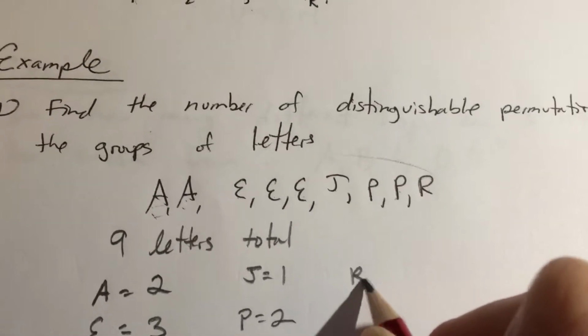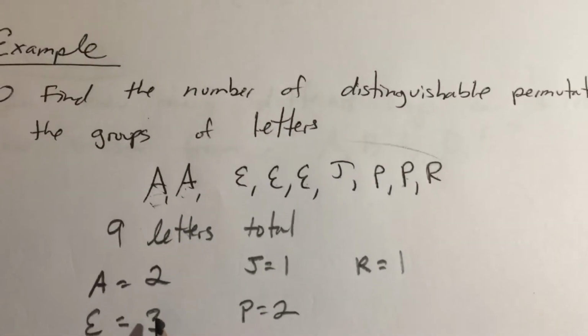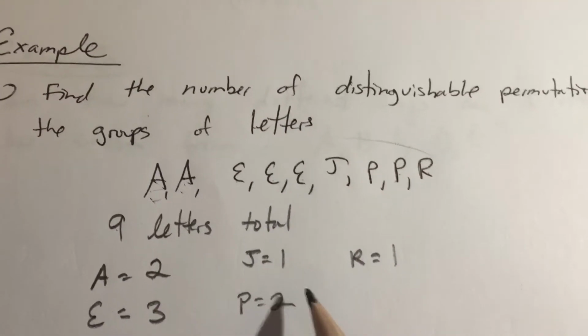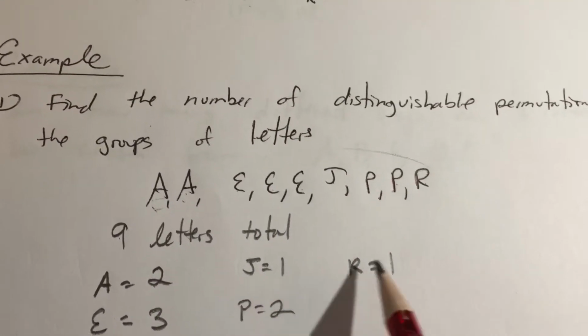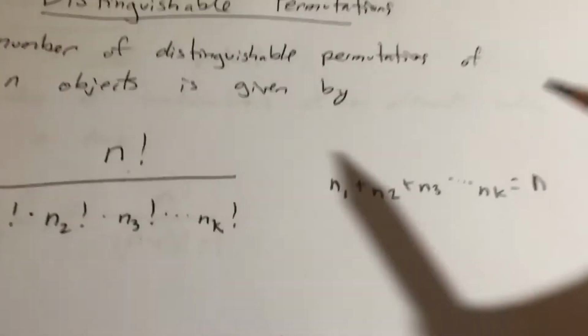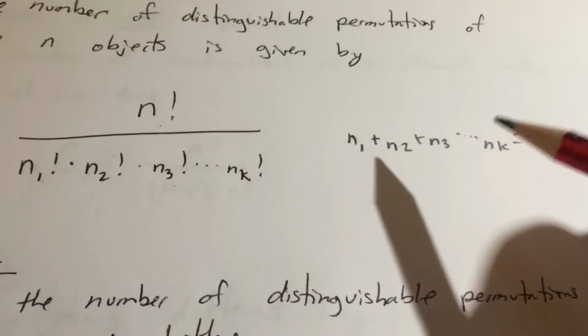And there's 1 R. So again, I should be able to add these numbers up and it should equal the number 9. So 3 plus 2 is 5. 5 plus 1 is 6. 6 plus 1 is 7. 7 plus 2 gives me 9. So that's what I was saying up here, n1, n2, all the subscripts.